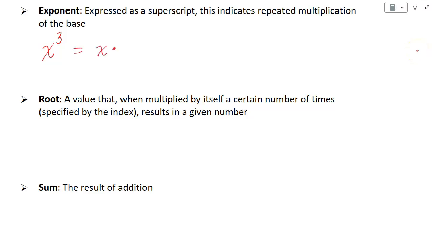All that's telling me to do is take the base x and multiply it by itself 3 times. So in this case, 3 is the exponent. It just repeats multiplication of its base, x.